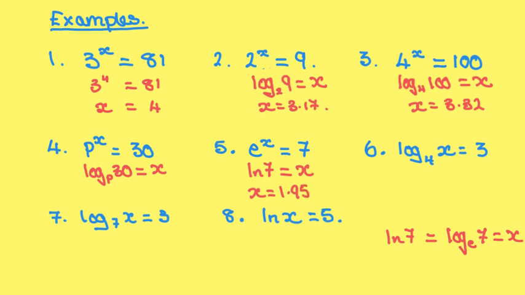Question 6. Log to the base 4 of x equals 3. So I'll rewrite that as an exponent. So I get 4 cubed equals x. So 4 cubed is 64. So x is equal to 64. Log to the base 7 of x is equal to 3. Rewrite that as 7 cubed equals x. 7 cubed is 343, so x is equal to 343.